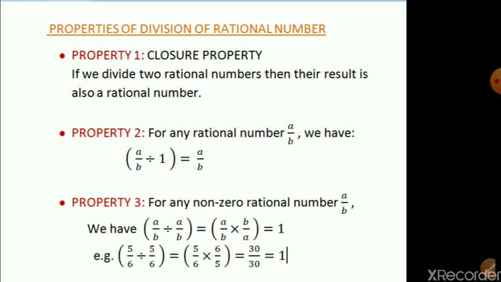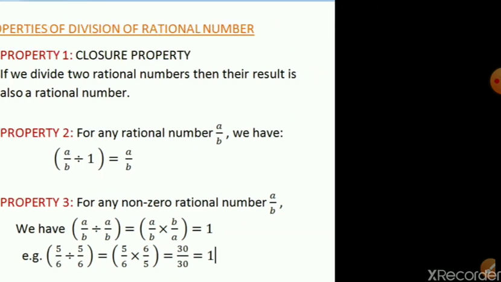Property 3, that is, if we divide a non-zero rational number by the number itself, we'll get the result as 1. For example, if we divide 5 by 6 by 5 by 6 itself, we will get 1 as the answer.